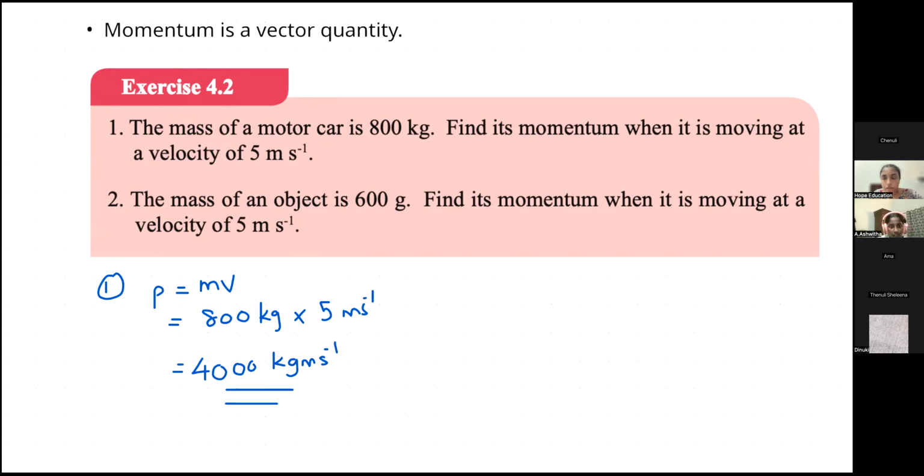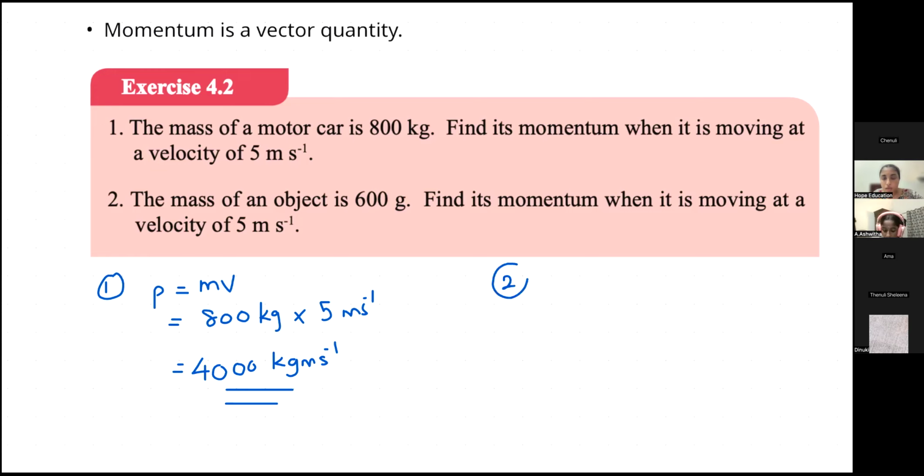We have to correct it, using a red pen. Whenever we do questions, if you're correcting during the class, use red.